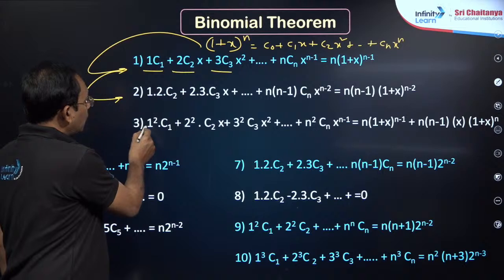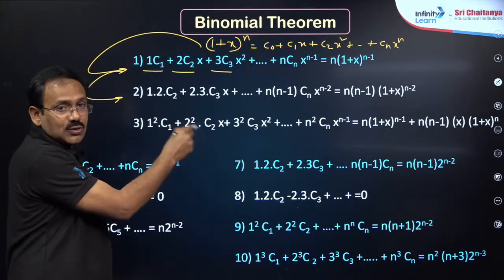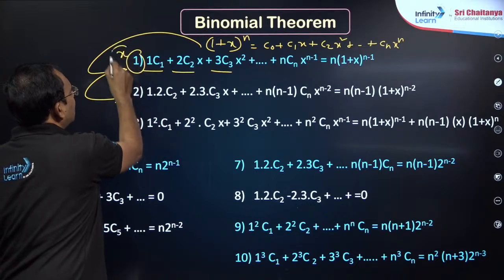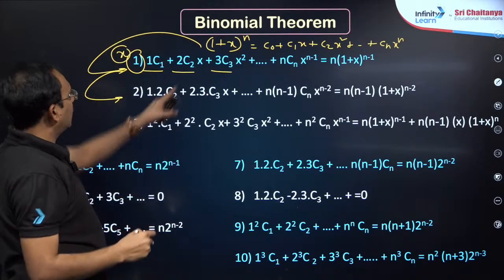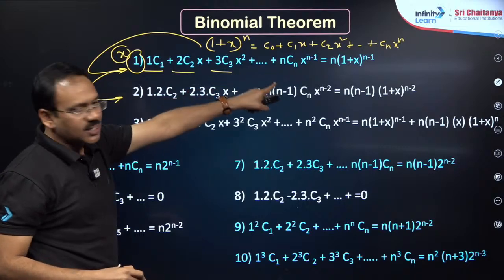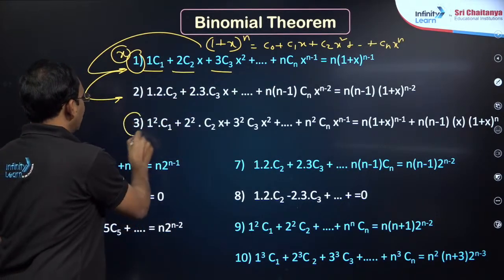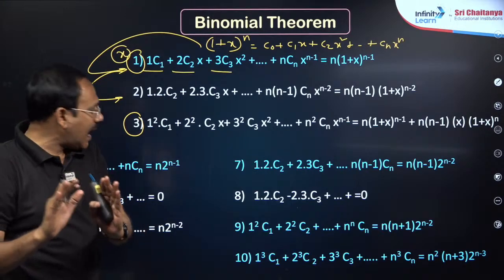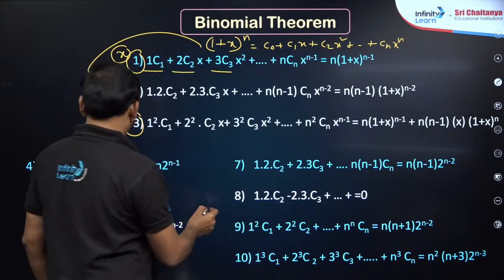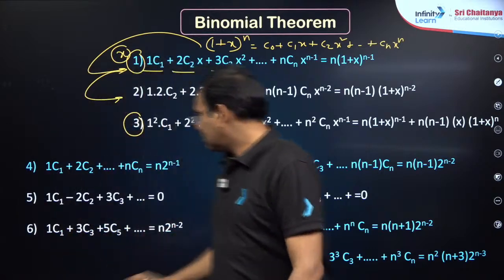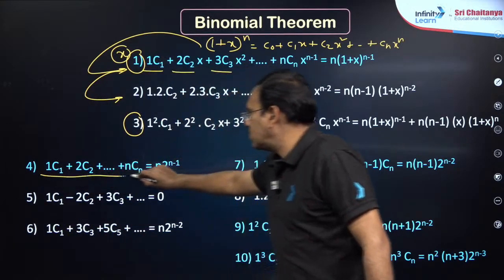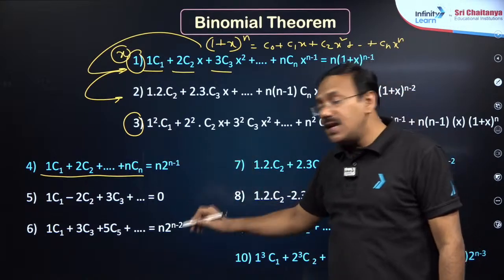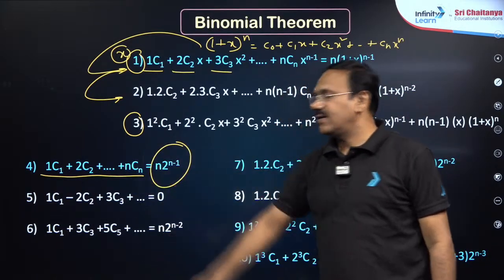Then the third one, to get like 1 square into C1, 2 square into C2. Here, this first one you multiply with x, then take the derivative, because it becomes x square, x cube, x power n, then you take the derivative, you will get this. If you could remember this, fine. If not, at least come to this result, my dear friends, which is, you see here, 1 into C1 plus 2 into C2 plus n into Cn. Important, you must remember it as n into 2 power n minus 1.